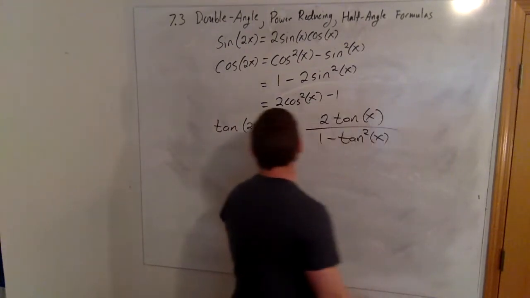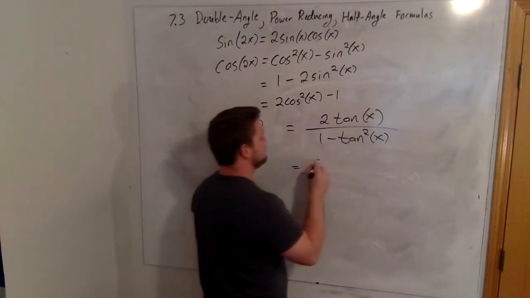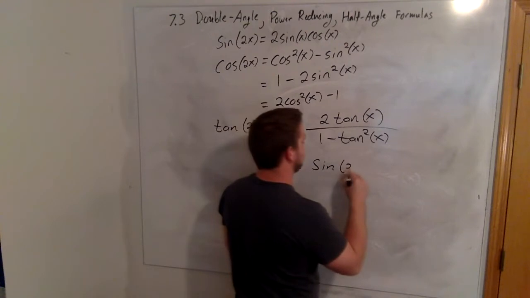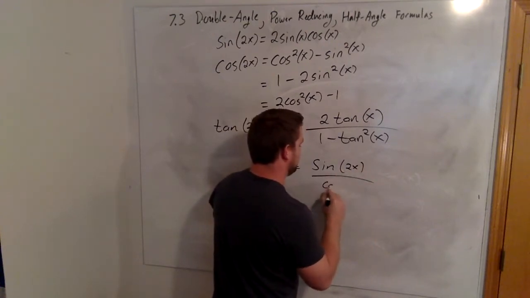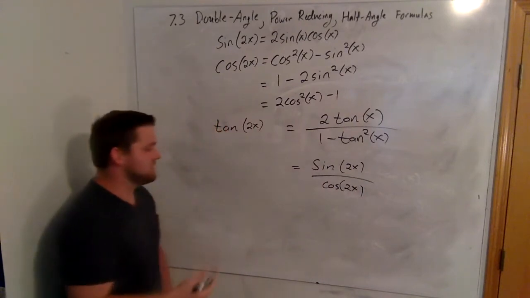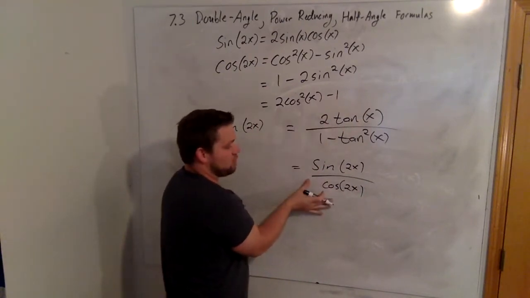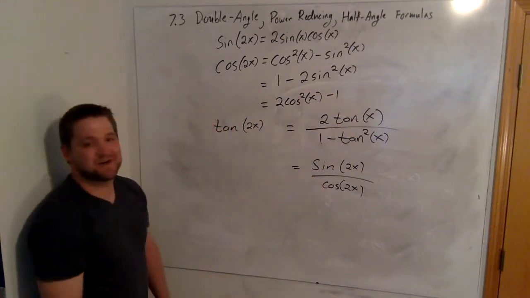and I need to know what tangent of 2x is, well, I can always do sine of 2x all over cosine of 2x. I'm usually always remembering that tangent is the same as sine over cosine. So again, if I forget this, I'm always going back to the bread and butter of tangent, sine over cosine.